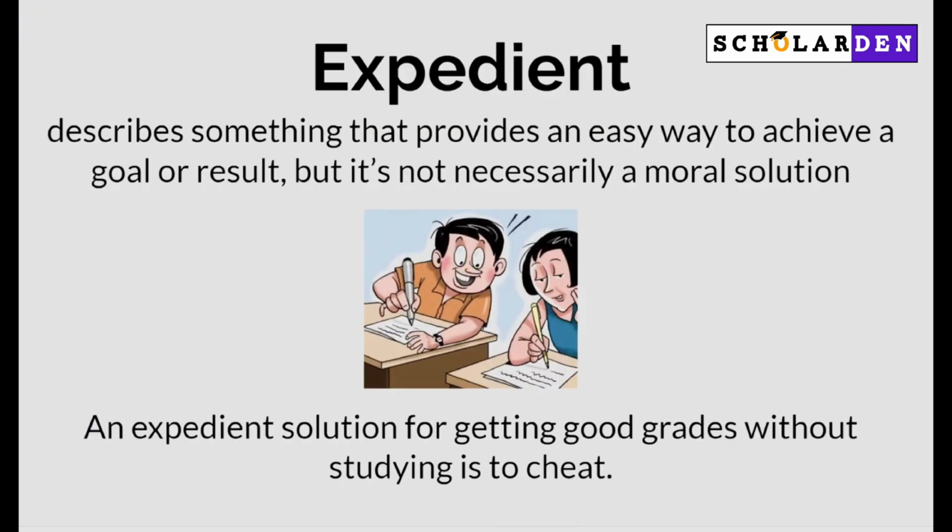Expedient. This is a description of something that provides an easy way to achieve a goal or result, but it's not necessarily a moral solution. So you're just taking care of it without maybe being thorough or totally above board. For example, an expedient solution for getting good grades without studying is to cheat. So quick and easy. Or you might say, the official will do whatever is expedient, including overlooking certain rules.